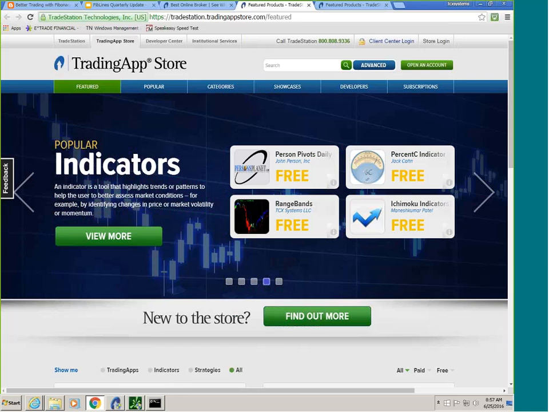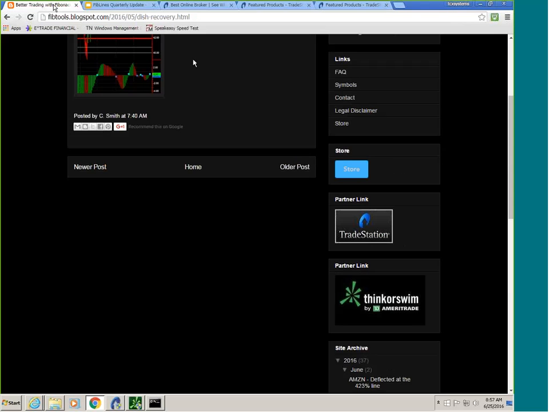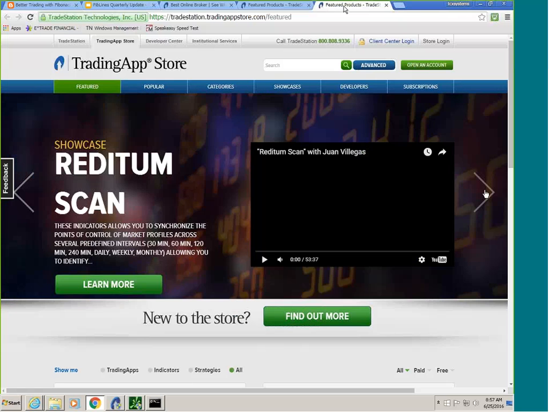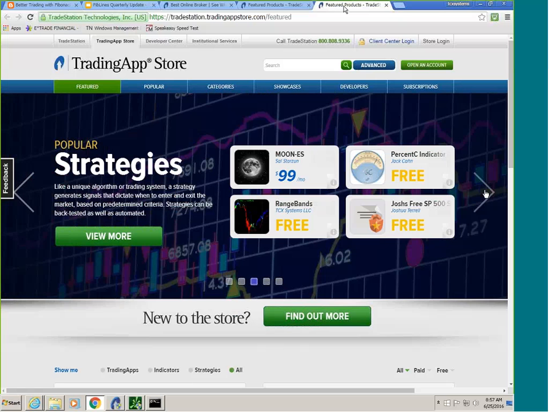And for more information on the range bands, look at my video that I posted last week, range bands for TradeStation. So both the range bands and the FibLines are now available on the TradeStation Trading App Store. And I'm pretty proud of the fact that I think I booted out Ichimoku as one of the top 4 indicators, which is a good indicator, but it has a lot of different lines. And a range band is much simpler in that it gives you a simple red below trend indication.